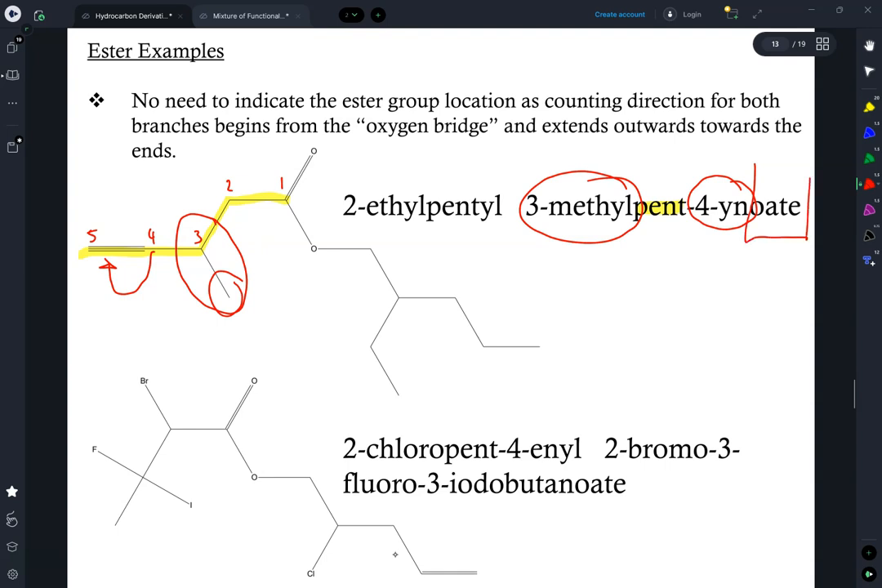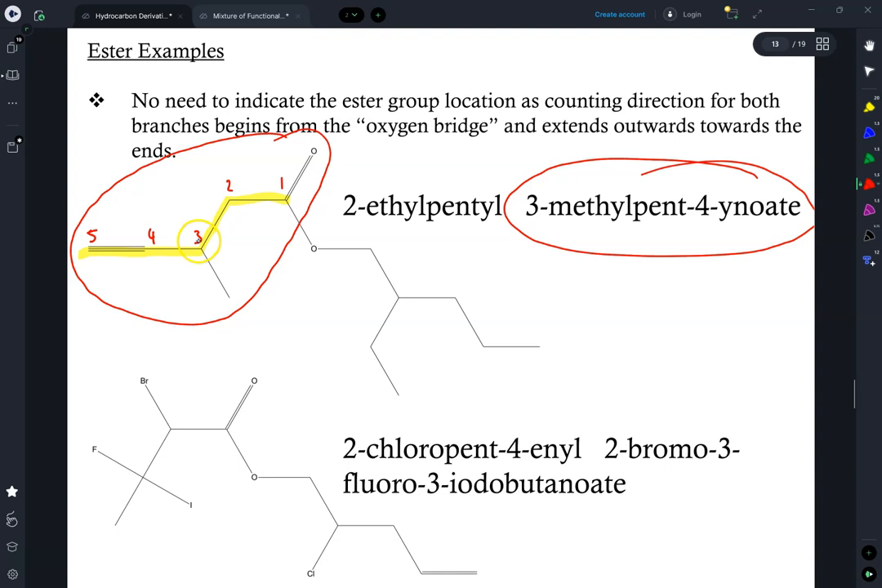And we end things off with the weird -ate suffix change. So the entire parent chain would be called 3-methyl-pent-4-noate. But now we have to deal with the other side of the oxygen bridge.